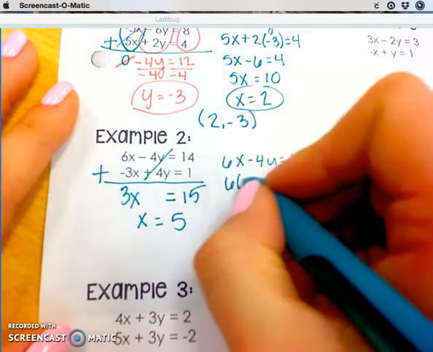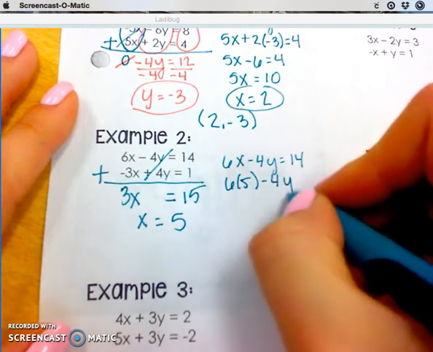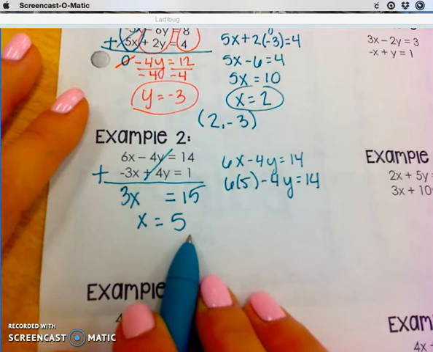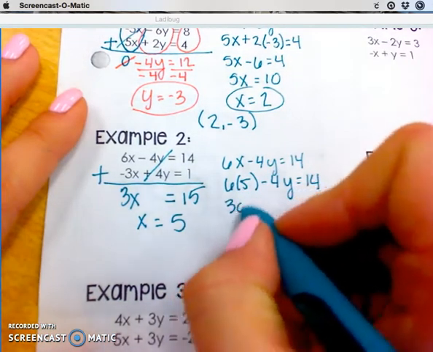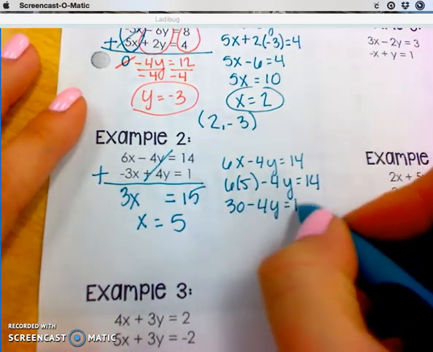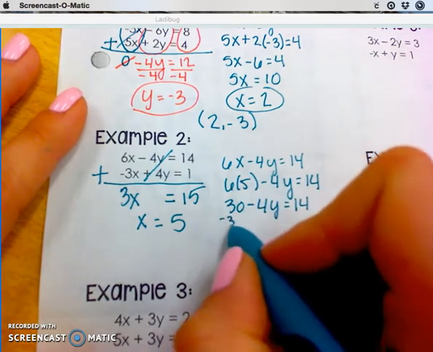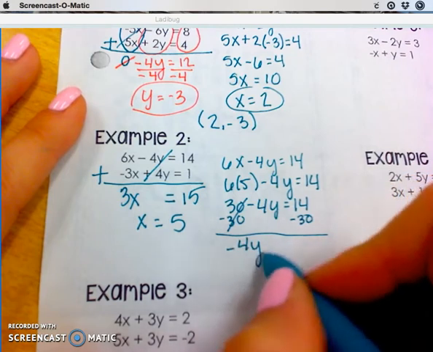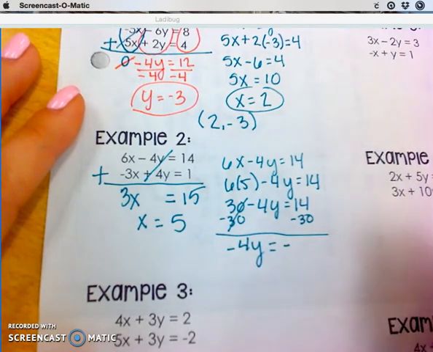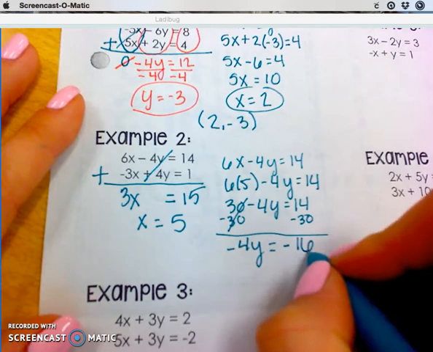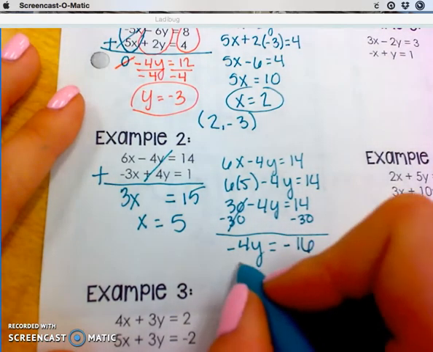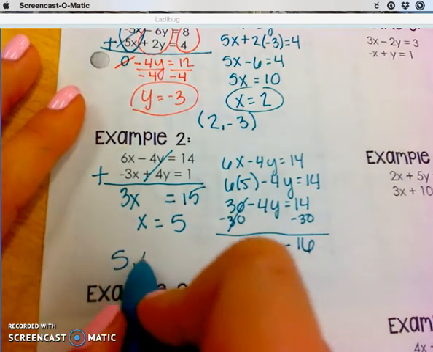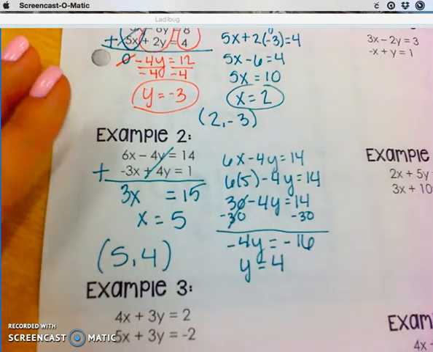So 6 times 5 minus 4y is 14. I plugged it in for x because it said that this is what x was. 30 minus 4y is 14. Subtract 30 from both sides. Negative 4y equals negative 16. Divide by negative 4, y is positive 4. So 5, 4 is my solution.